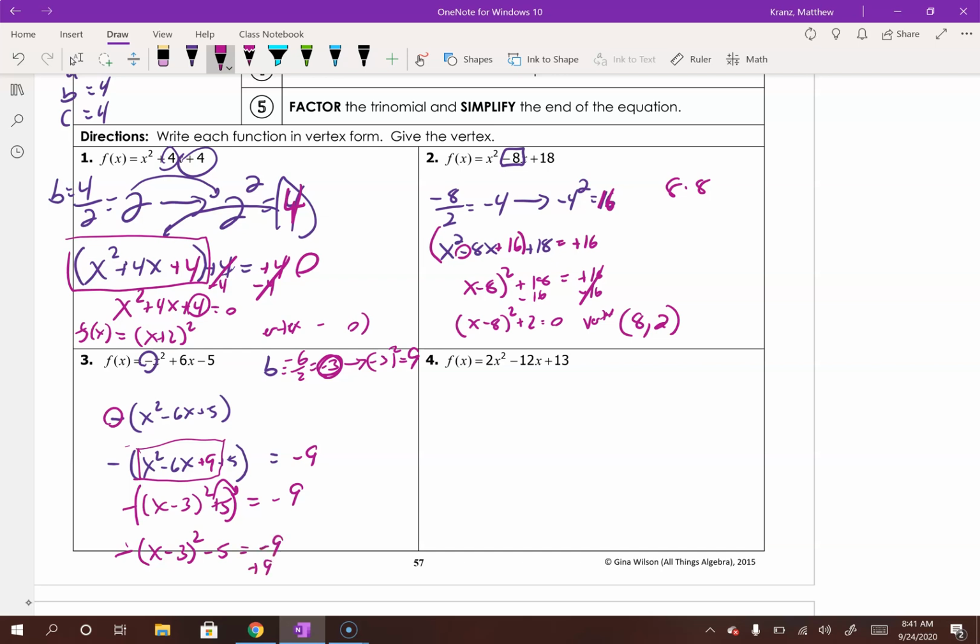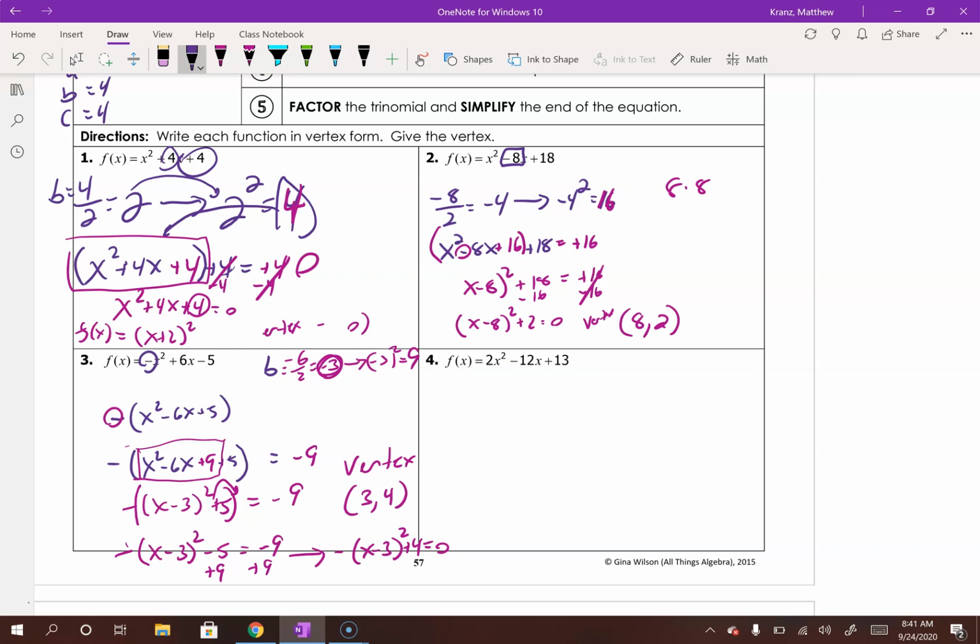And then when I add my 9 to both sides, I get a negative x minus 3 squared plus 4 equals 0, which makes my vertex now 3, 4. All right, that's how you handle the negative sign. All right, let's look at number 4.